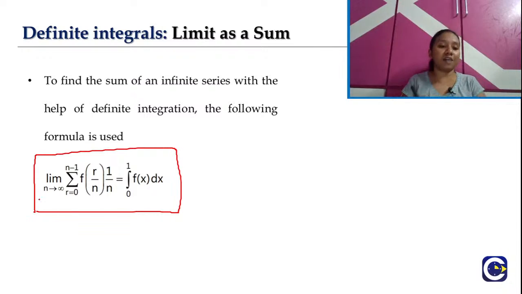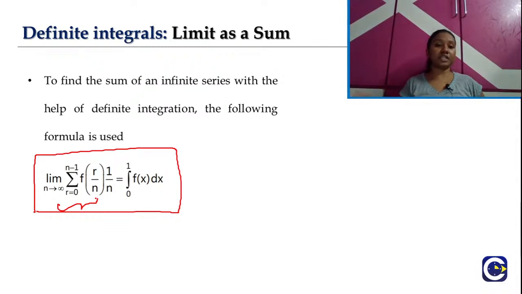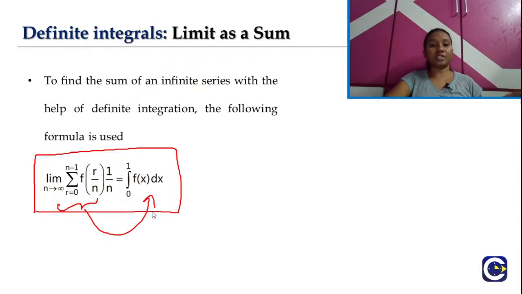So if we are having a limit n tends to infinity from r equal to 0 to n minus 1, f of r by n into 1 by n, that integral sum of infinite terms can be rewritten in this format of definite integration. So in detail, let's see how can we convert that sum of infinite series into the definite integration format.